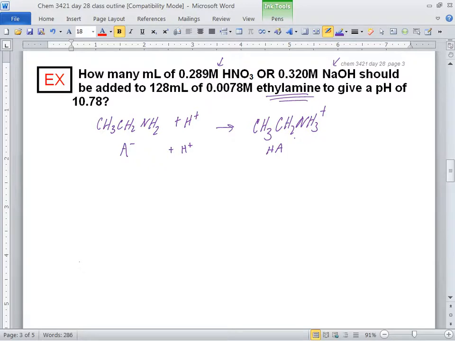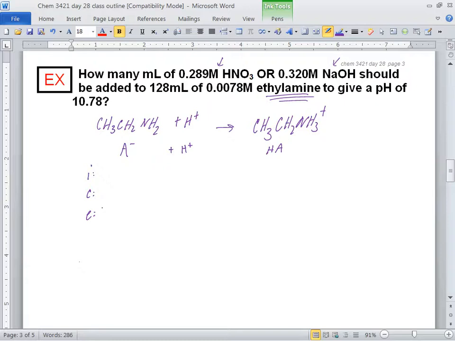Either one works. They both work. And if you prefer writing HNO3 instead of H plus, that works too, right? I just like writing H plus because nitrate's not doing anything. However you like to write your reaction, you need to make a mole table. But it starts with writing that reaction that controls the pH, the reaction that illustrates what's going on.